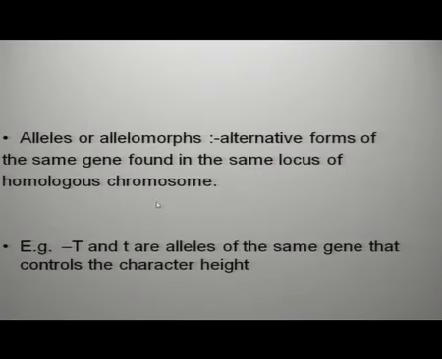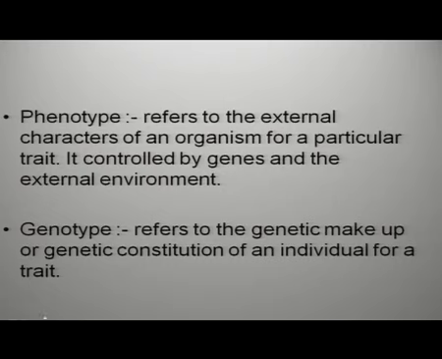For example, when we consider the character height of the stem, their alleles are capital T and small t. Capital T allele controls the contrasting character tallness, and small t controls the contrasting character dwarfness. So, capital T and small t are the two alleles controlling the same character, length of the stem or even height of the plant, which are seen in the same locus of the homologous chromosome.